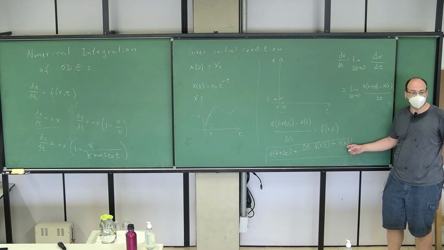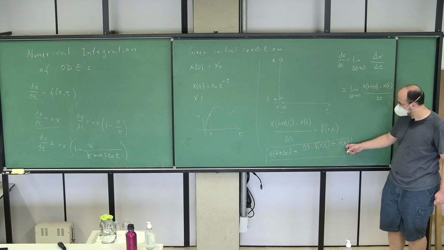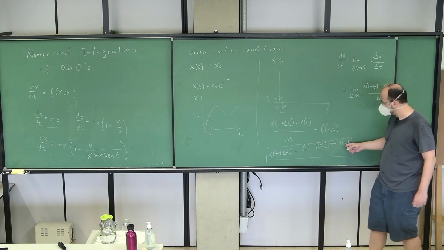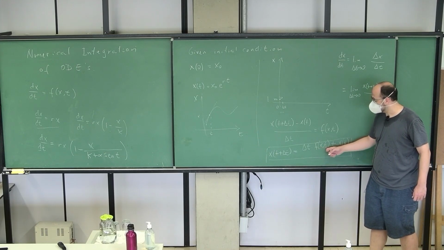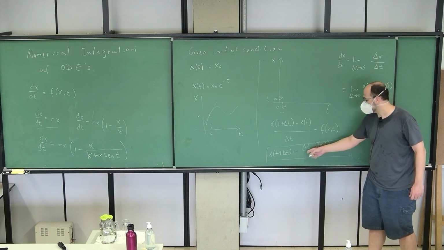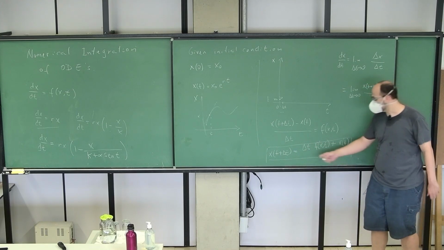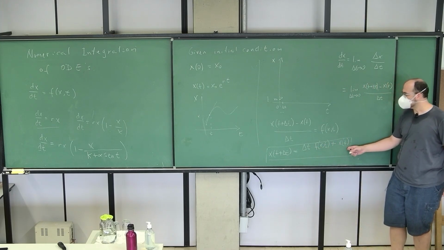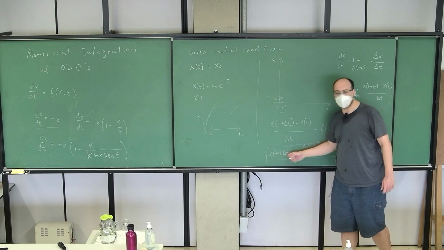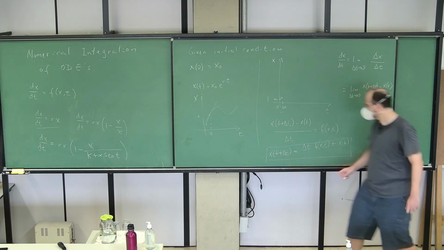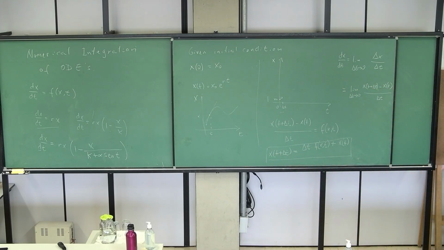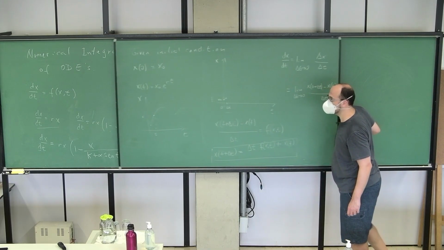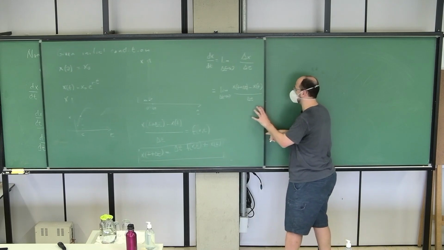So if I start at 0, I have x at 0. I substitute x at 0 over here in the function f. To calculate this, I choose a time step. So I can calculate this, and with that I calculate x at the next time step. Okay, so let's try to make an example. For instance, let's try to solve the logistic equation.